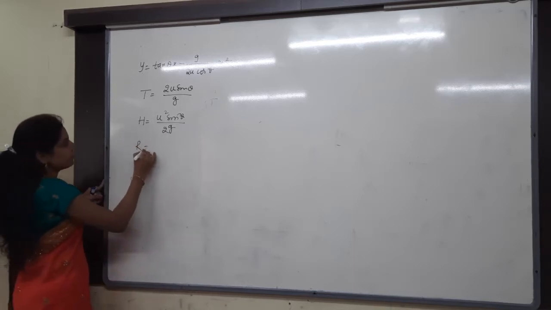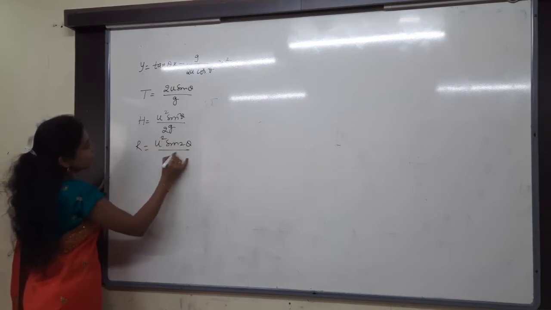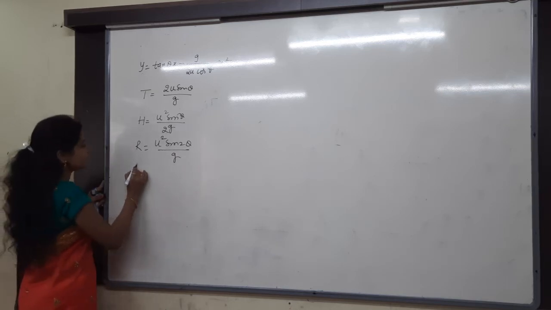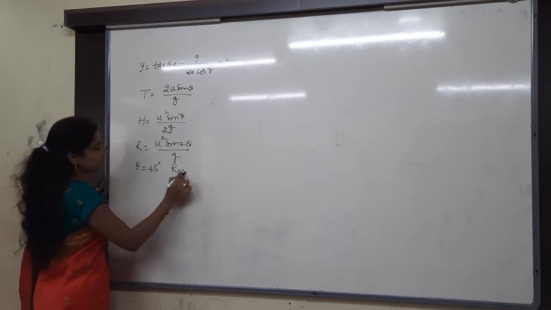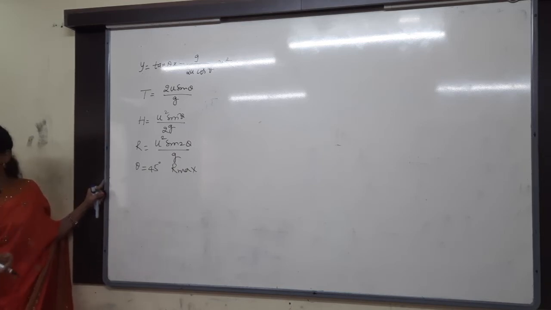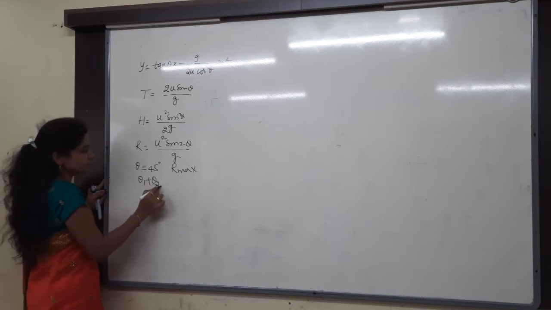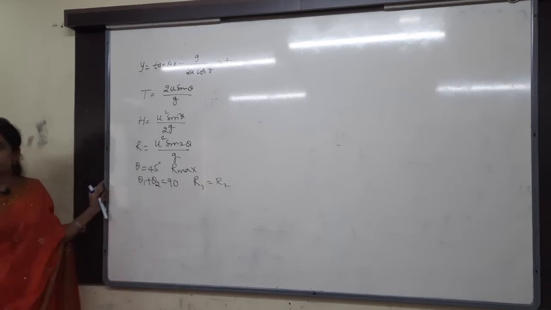Then range formula: u square sin 2 theta by g is the range formula. The range is maximum at theta equal to 45. Very good. At theta equal to 45, range is maximum. Range is equal for which angles? Complementary angles. Not only 30, 60, that might be any angle, but the angle should be complementary. For complementary angles, theta 1 plus theta 2 is equal to 90, then range is same, R1 is equal to R2.